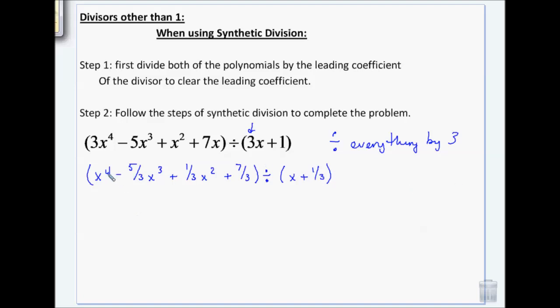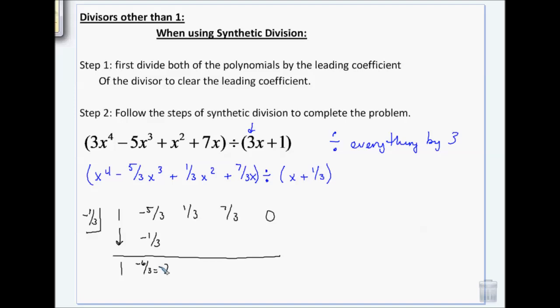Now, I bring down my coefficients. I have 4, 3, 2, oops, there's a 1 right here, sorry, there's an x. 1, and then none, so plus 0 on the end. So 4, 3, 2, 1, none. And my opposite is negative 1/3. Bring down my 1. Negative 1/3 times 1 is negative 1/3. That gives me negative 6/3, which equals negative 2, right?